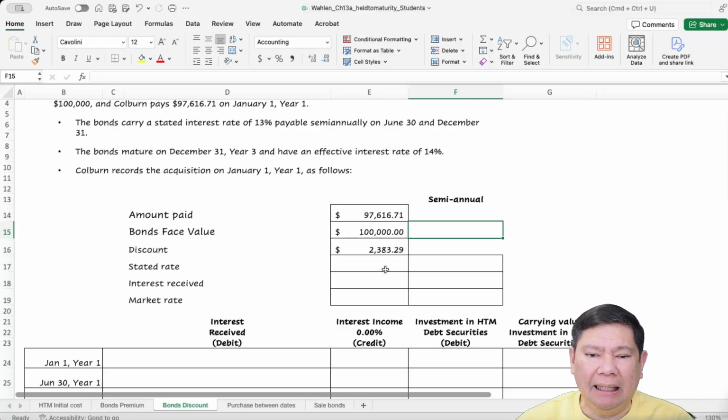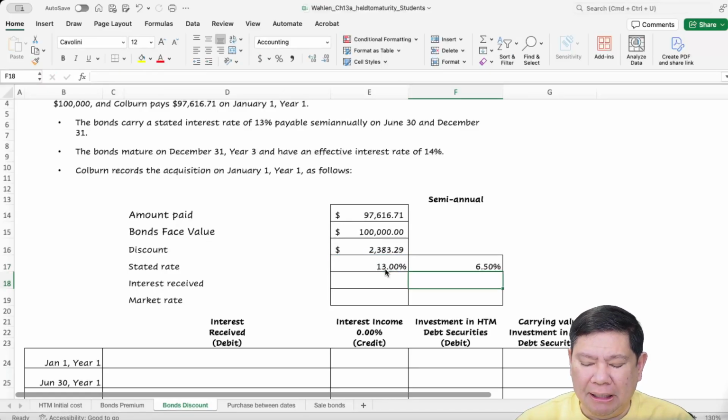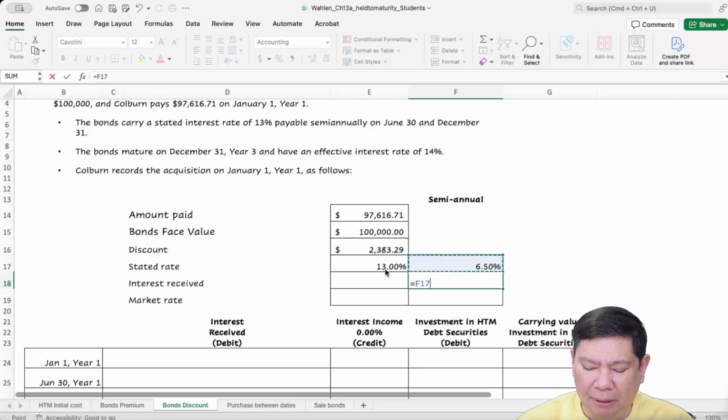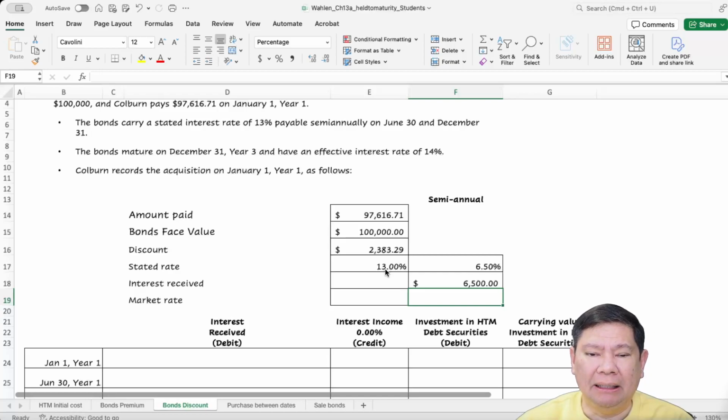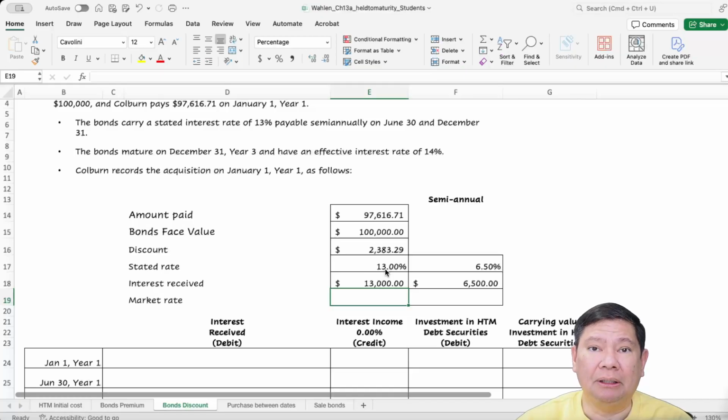The stated interest rate is 13%. For semi-annual, we have to divide by 2. So that means the interest that we will receive as an investor is 6,500, coupon rate times the face value, or annually 13% times 100,000 or 13,000.